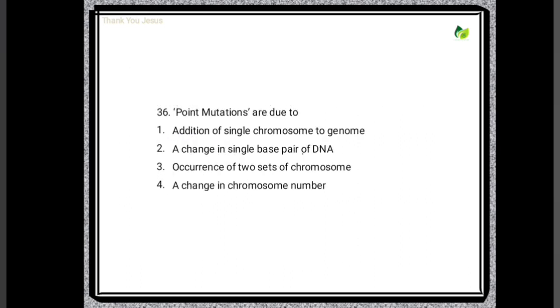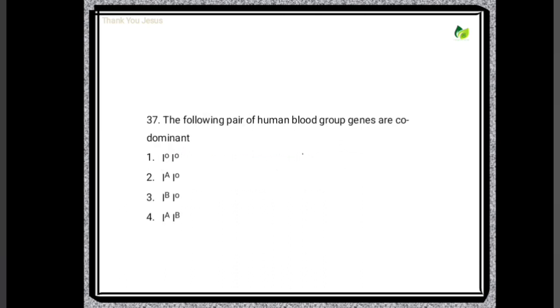Next, point mutations are due to. Options are addition of a single chromosome to genome, a change in single base pair of DNA, occurrence of two sets of chromosomes, a change in chromosome number. The correct answer is a change in single base pair of DNA. So if mutations occur in a single base pair of DNA, they are referred to as point mutations. Let's see the next question.